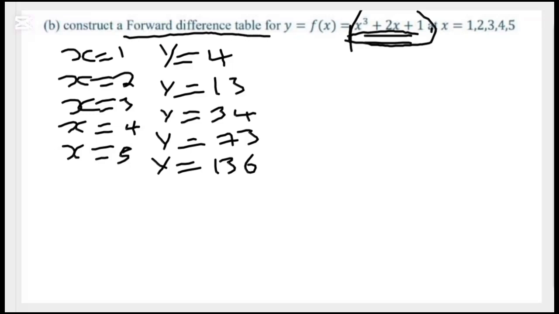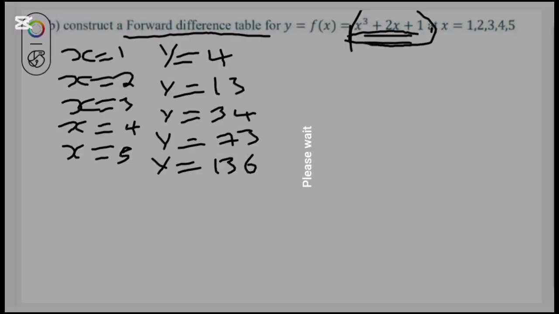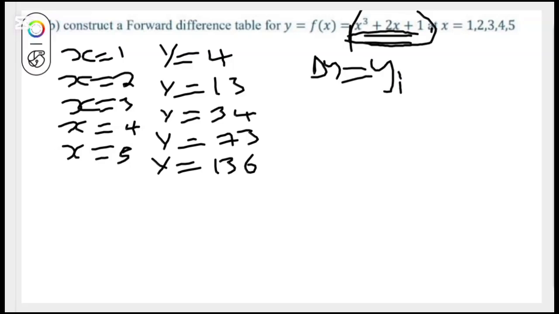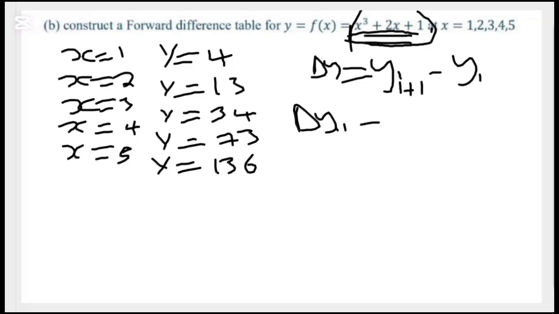Construct a forward difference table, so we are going to construct it. To construct it, we are going to first find the first forward difference, second forward difference, and third forward difference. So let me say this, the first forward difference, which is dy, is equal to y of i plus 1 minus y of i. So I have to find dy1, which is the same thing as 13 minus 4. So I will say 13 minus 4 is equal to 9.